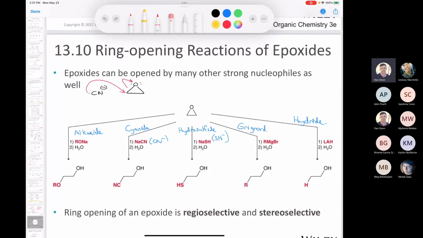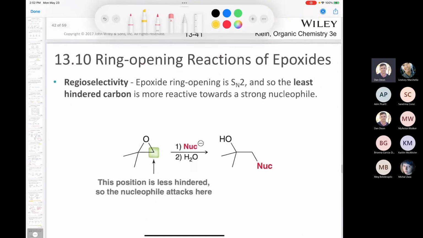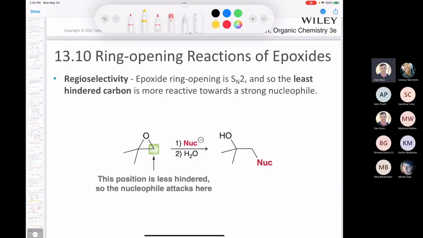However, it's important to note that all of these ring openings are regioselective and stereoselective. So we have to look at that now in detail to understand how that works. There's some really interesting nuances here. The first one is in terms of regioselectivity, and this one's not that much of a stretch. It says that in terms of regioselectivity, the epoxide ring opening is SN2. So what does that mean? If it's SN2 reaction, it's going to attack the least hindered carbon.